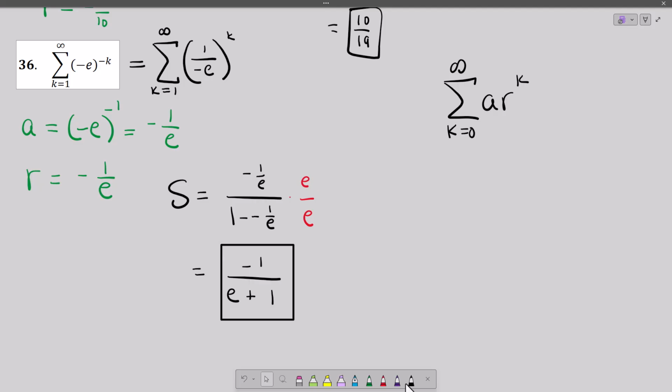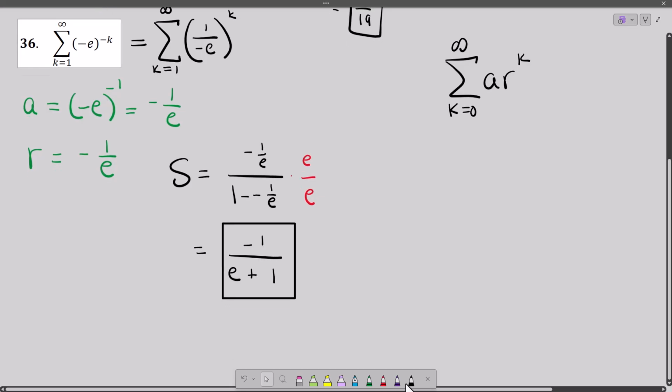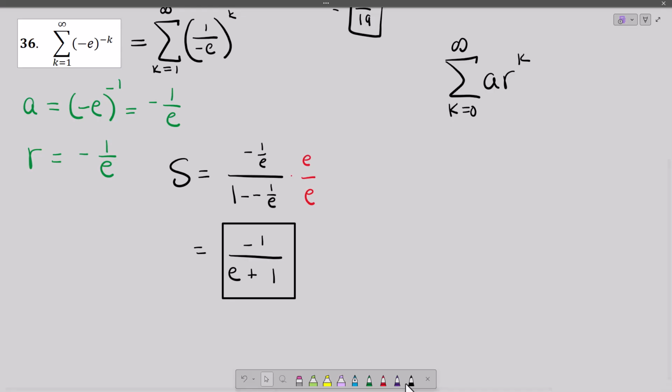Any questions on that? Finding the R, finding the A. If you're ever not 100% sure what they are, just write out some terms. So you could plug in 1, plug in 2, plug in 3, and just see what the pattern is. If it's not obvious from the summation notation, write out some terms. You can find your R easier that way.